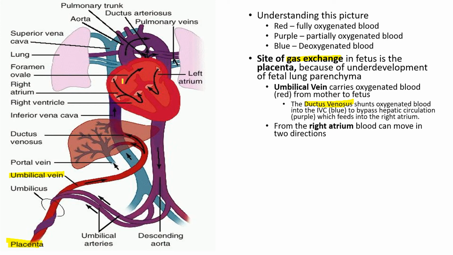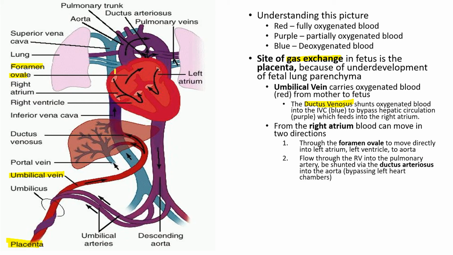So now that blood is in the right atrium, it can move in two different directions. The first is that through this structure right here called the foramen ovale, blood can move from the right atrium to the left atrium. And from the left atrium, it can move into the left ventricle and go directly into the aorta. Additionally, blood can flow from the right atrium to the right ventricle and go into the pulmonary artery.